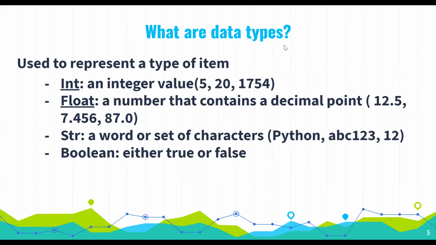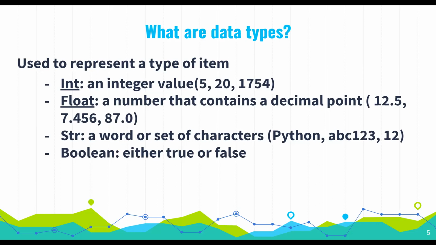And then there's also floats. Floats are a number that contain a decimal point. It could be 12.5, 7.46. It could be like what pi is, 3.14. And then it could also be 87.0. That contains a decimal point. So any number that contains a decimal point can be counted as a float.